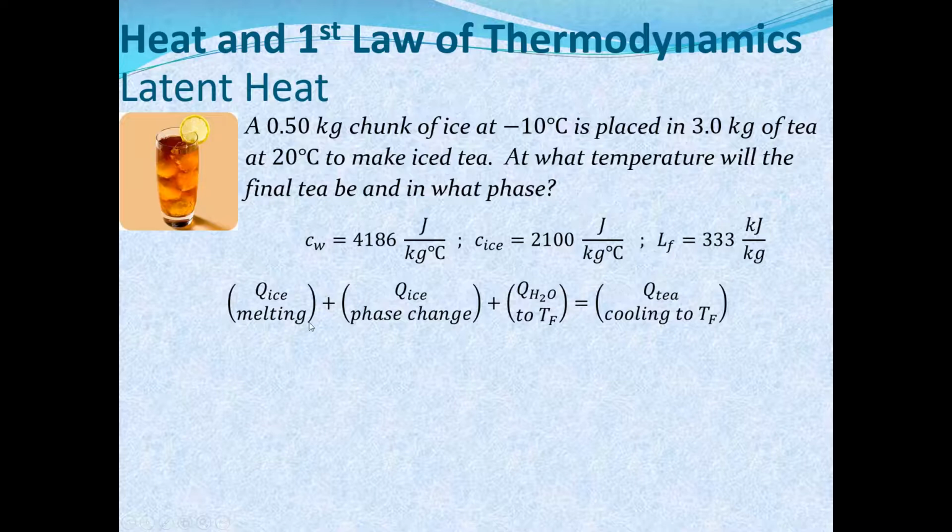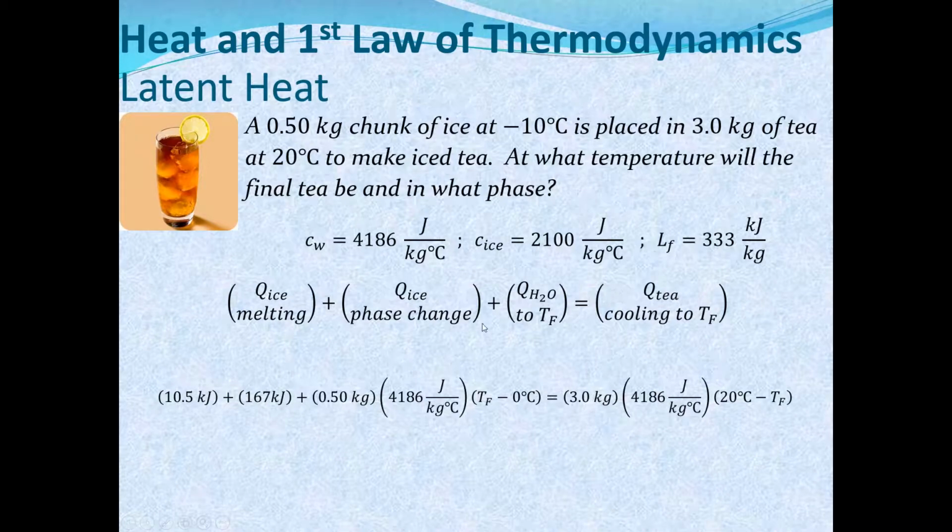So we have the heating to the melting point. Then we have the actual phase change of the ice. Then we have the now-water going to the final temperature. And then on the losing side, you have the tea cooling to the final temperature. Now, the good thing about what we just did before is that we already know these two numbers, so those numbers can be plugged in, no double calculation.